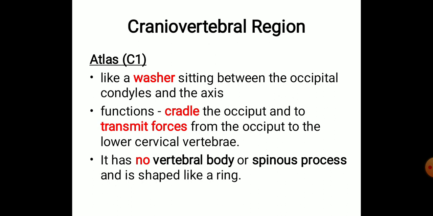It has no vertebral body or spinous process, and it is a ring-shaped structure. It does not have the properties of normal vertebrae, but its main function is to transmit the weight from the occiput to the upper cervical region. Because of this, it does not have an exact vertebral body, and it also does not possess a spinous process as we can see in other vertebrae.